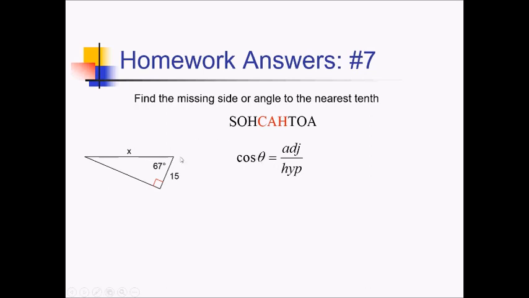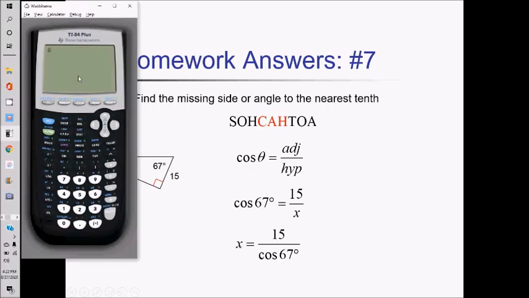So we have cosine of 67, and that's going to equal, we said the adjacent side was this non-hypotenuse leg, so that's 15, over the hypotenuse that we're looking for, that's x. To get x, I multiply by x and divide by cosine of 67. So we have 15 over cosine of 67 equaling x. And now it's time for the calculator. So plugging this in, we got 15 divided by, we said cosine 67. Enter to get 38.4.